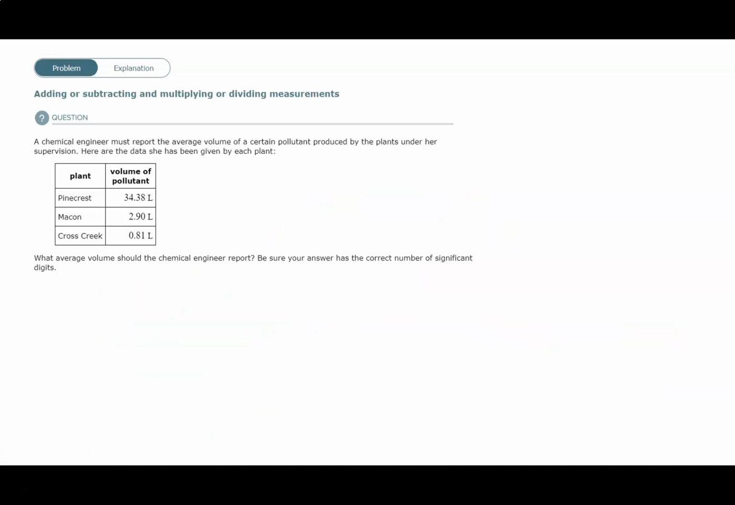Okay, now we're going to adding or subtracting and multiplying or dividing. Oh, we're not going to do this. This is not going to be a problem that you'll be seeing.